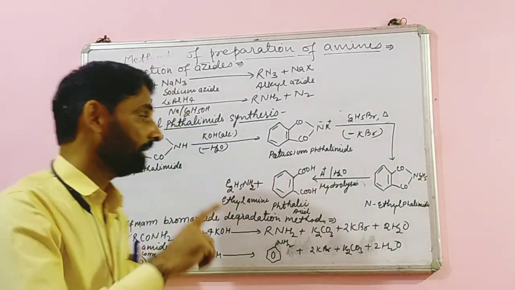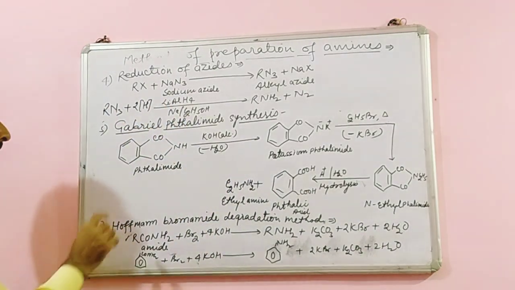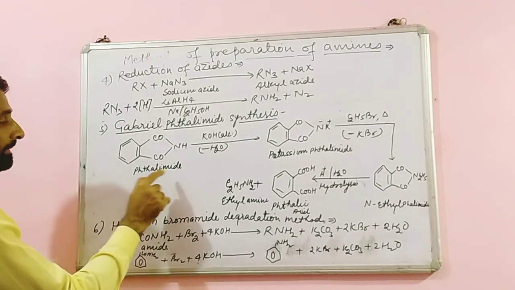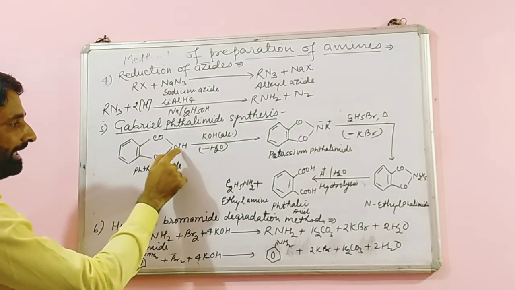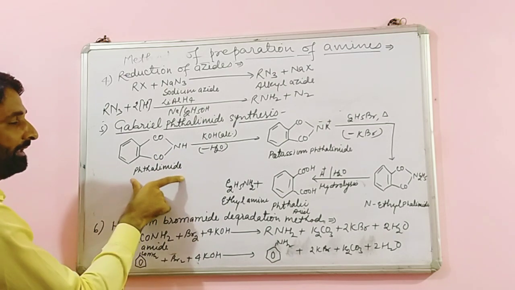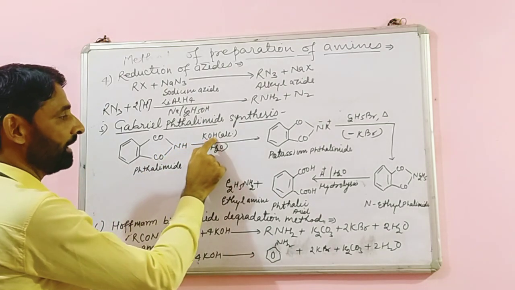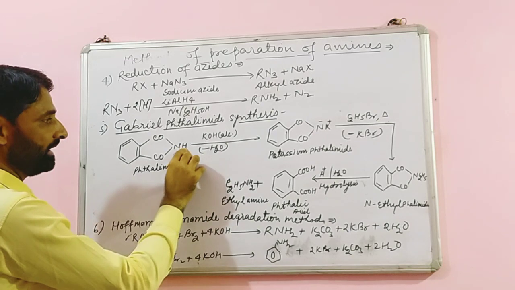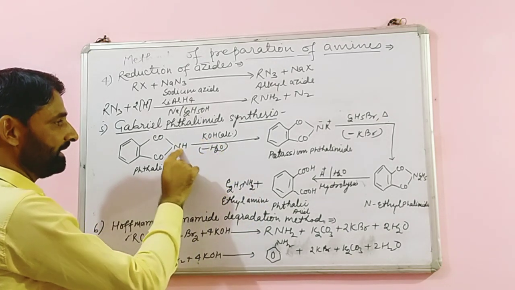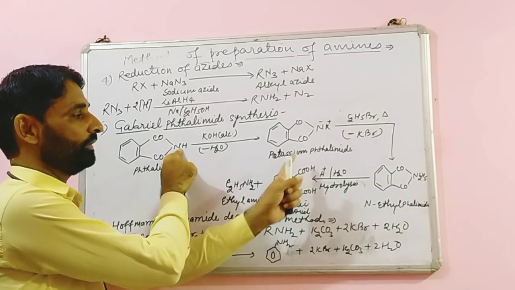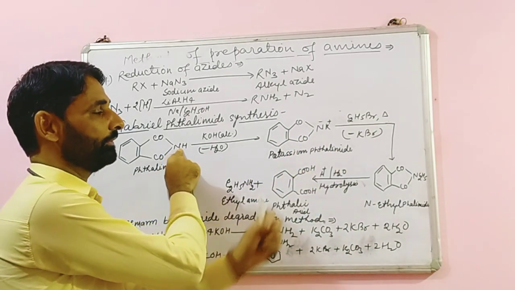So all of you look and understand the reaction. Phthalimide, the formula of phthalimide, that is the benzene ring, COCONH. This is the formula of phthalimide. If it reacts with the alcoholic KOH, then this hydrogen reacts with OH, then form the H2O, and this potassium adds to this position. So this is the potassium phthalimide.